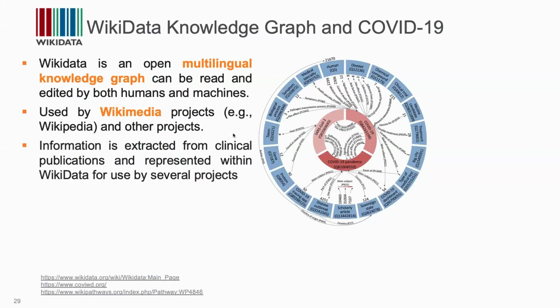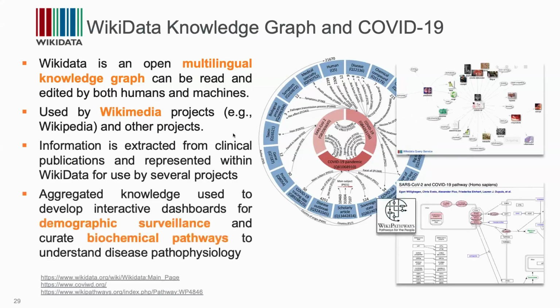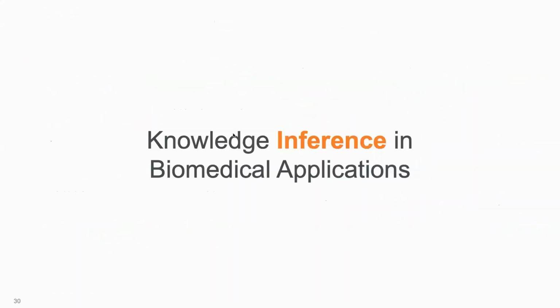And so when the COVID-19 pandemic started out, a lot of Wikidata researchers started developing a COVID-19 representation model in Wikidata, and then developed information extraction pipelines that can extract information from clinical publications and represent it within Wikidata, which can then be used by several projects. And so over the last 2 years, this aggregated knowledge of COVID-19 in Wikidata has been used to develop interactive dashboards for demographic surveillance and curate biochemical pathways to understand disease pathophysiology, which is very exciting, and it's a real-world application of the Wikidata knowledge graph used to tackle a complex challenge in biomedicine.